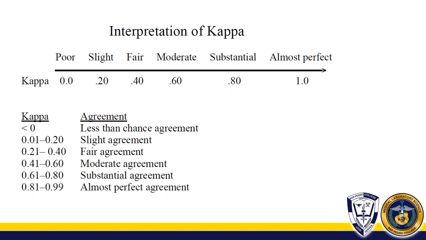So, this is how you interpret your kappa. You really need to remember the agreement equivalent of each value. If it is 1, it is perfect. 0.81 to 0.99 is almost perfect. 0.61 to 0.80 is substantial. 0.41 to 0.60, moderate. 0.21 to 0.40, fair. 0.01 to 0.20, slight. And if it is less than 0, that is less than chance agreement. Again, you need to remember this one.